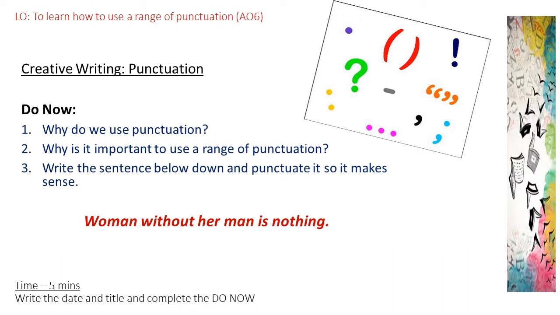Okay, could you please write the date and the title, which is Creative Writing Punctuation. Then could you complete the do now? Why do we use punctuation? Why is it important to use a range of punctuation? And write the sentence down below and punctuate it so it makes sense.